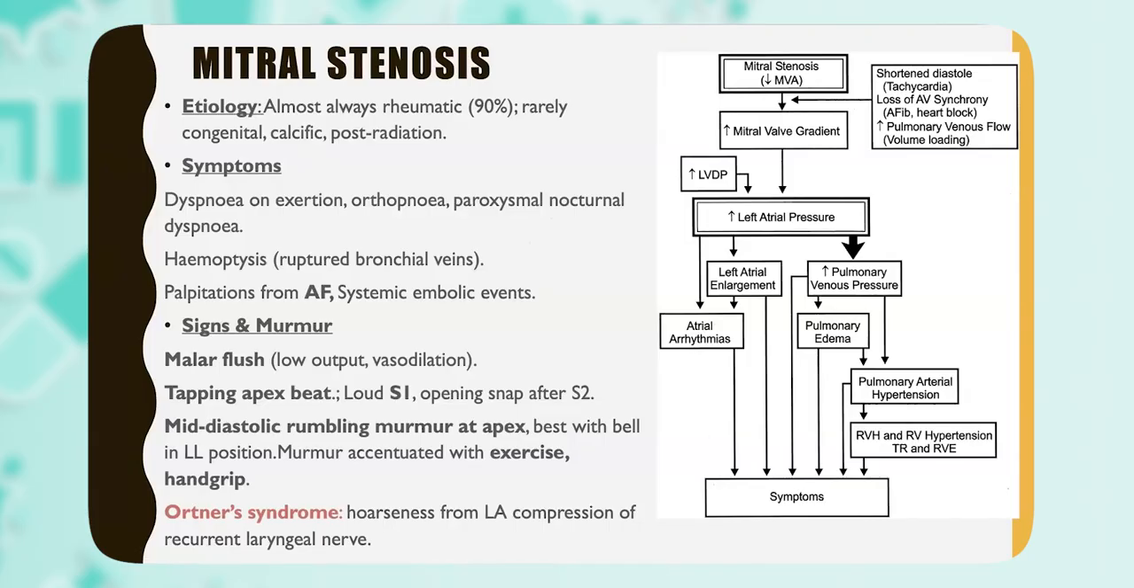Signs and murmur, clinically there can be malar flush, which is not very appreciated in Indian patients, but is a commonly asked question. Apex beat is tapping with a loud S1 and opening snap after S2. The murmur in MS is typically a mid-diastolic rumbling murmur at the apex. Best heard with the bell of the stethoscope in left lateral position. And does it increase or decrease in expiration?